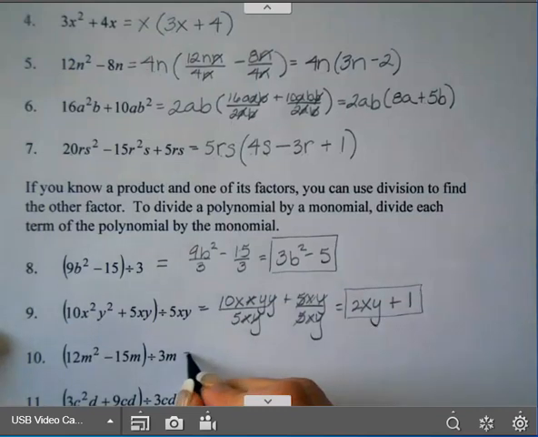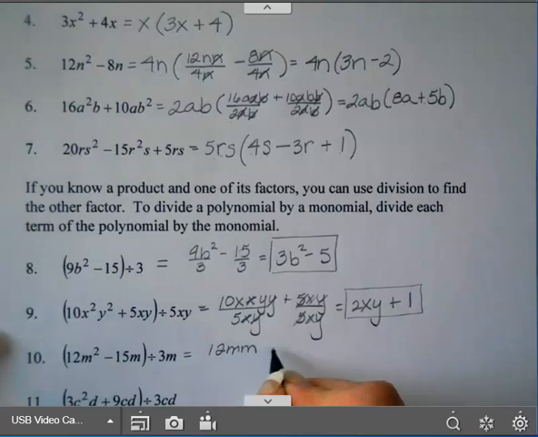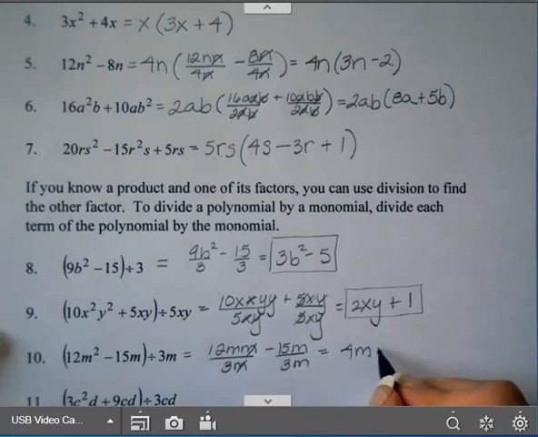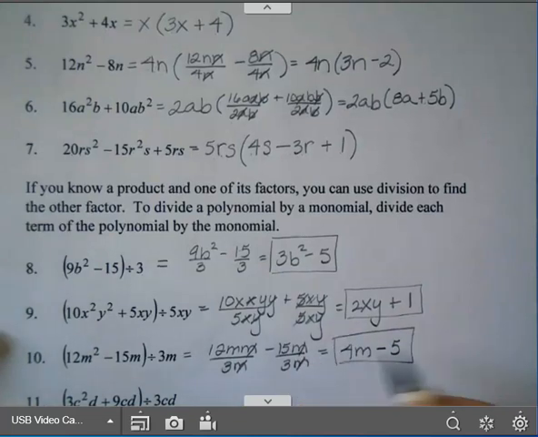On my next problem, I have 12nn minus 15n, and I'm dividing the whole thing by 3n, so I'm dividing each term by 3n. 12 divided by 3 is 4, and one of the n's cancel. 15 divided by 3 is 5, so it's going to be minus 5, and notice the n's cancel.